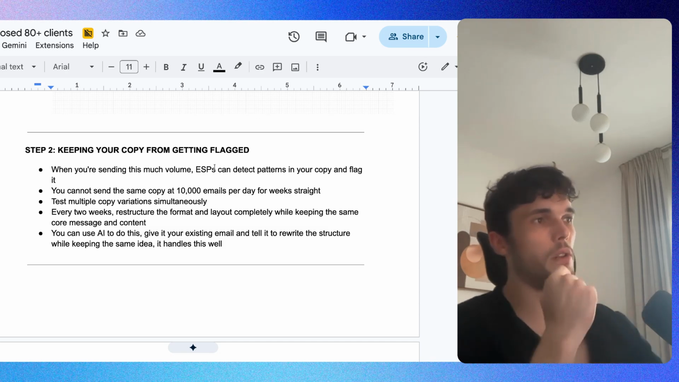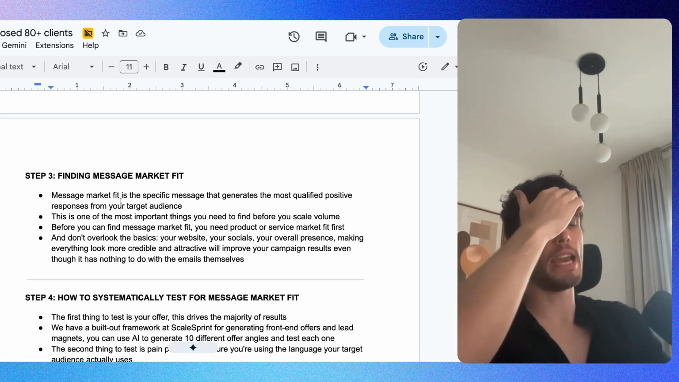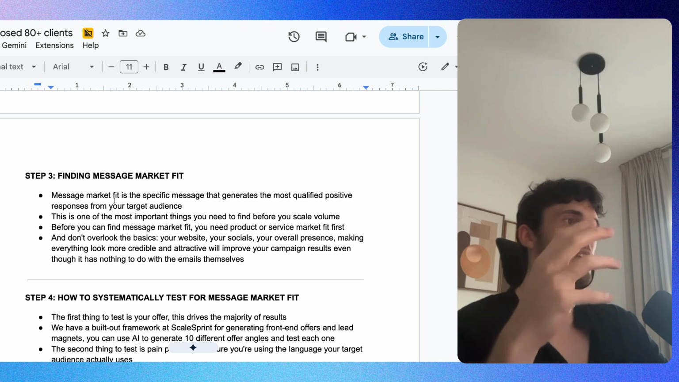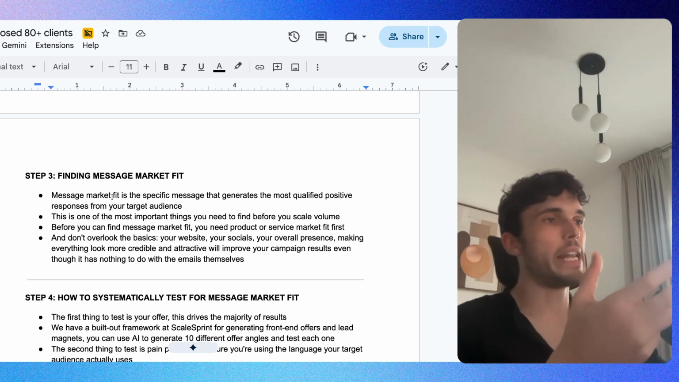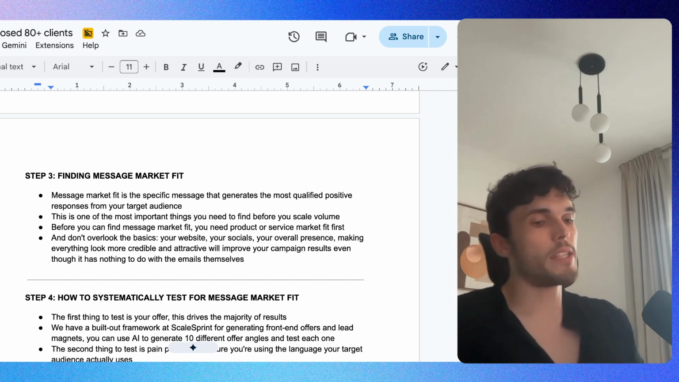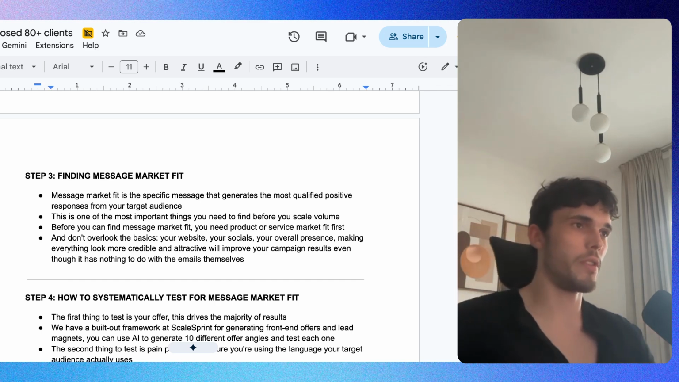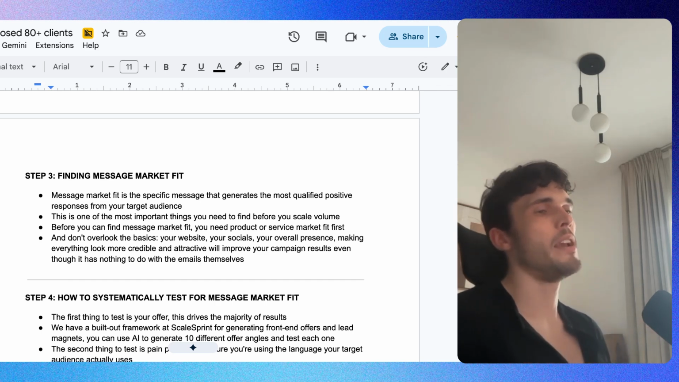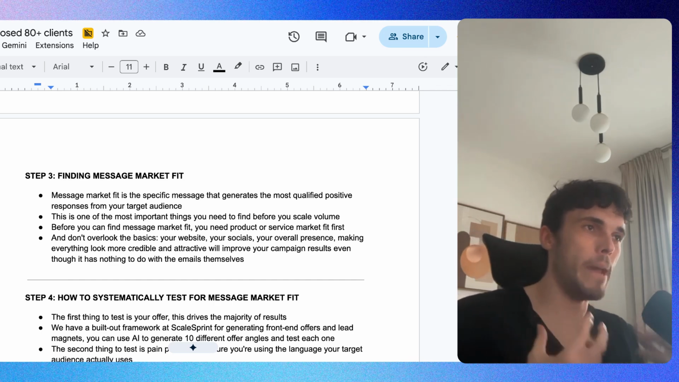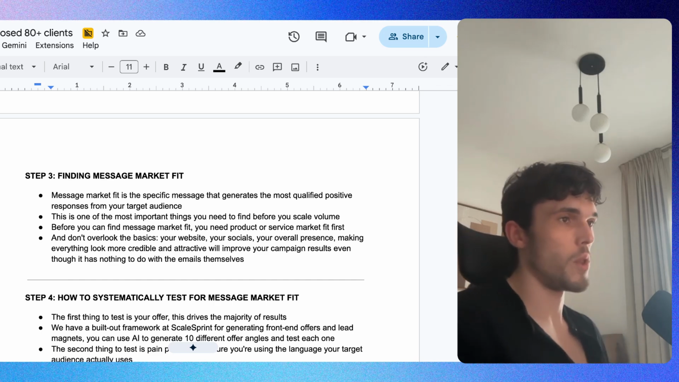So that's what you need to do on the copy level at this sort of scale. The next thing is finding message market fit. The way we define that is the script that will, on average, resonate the most with the target audience, because different people are going to have different preferences. There's no such thing as the perfect message in marketing, but there is a message that will, on average, resonate with the largest amount of people within your total addressable market.